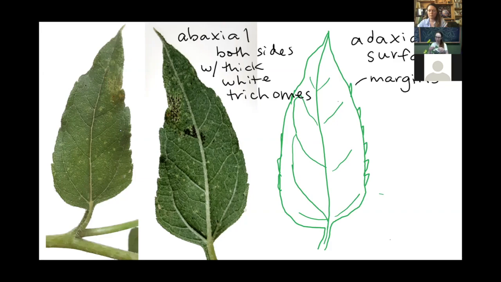I believe lamina is the term for the leaf blade. And the stalk here that attaches the leaf blade to the stem is called the petiole. And these have long white hairs along the edge of the petiole.